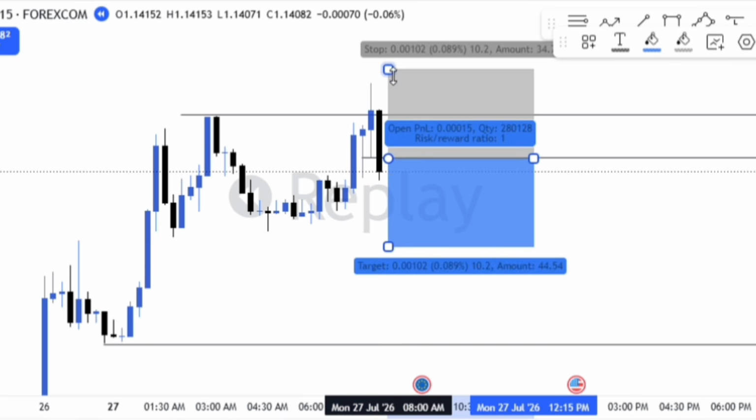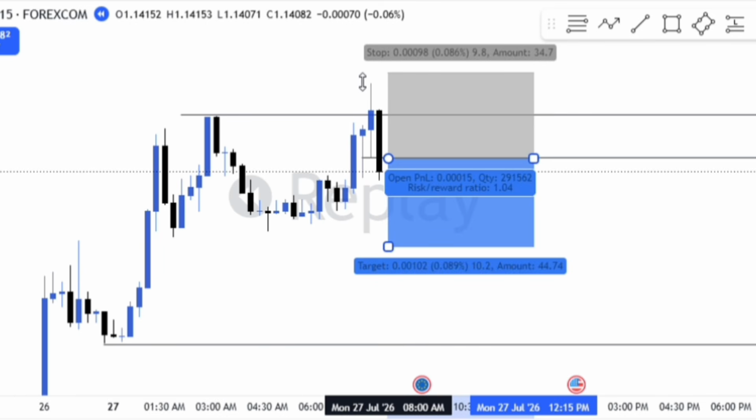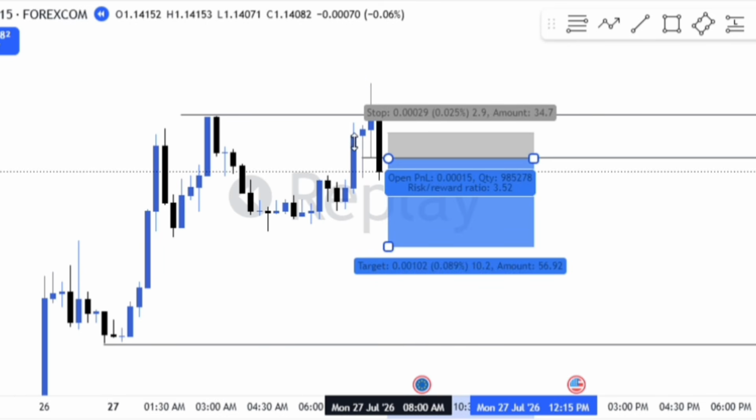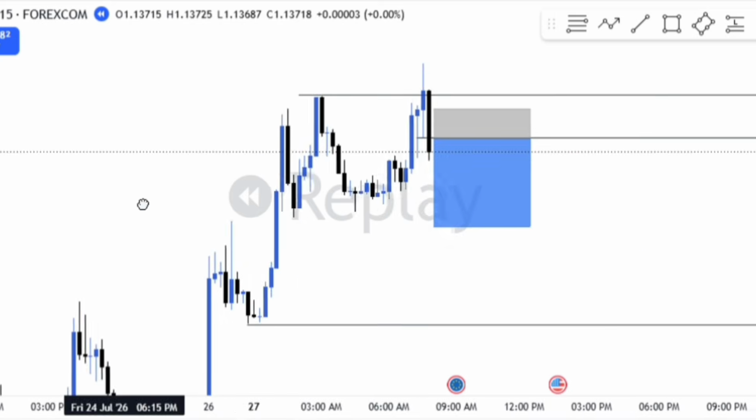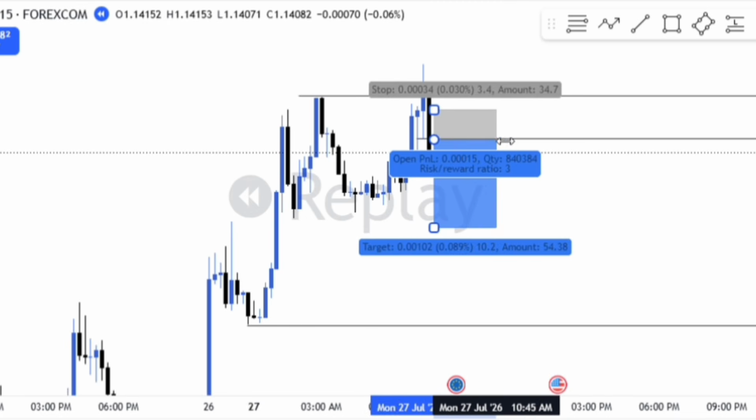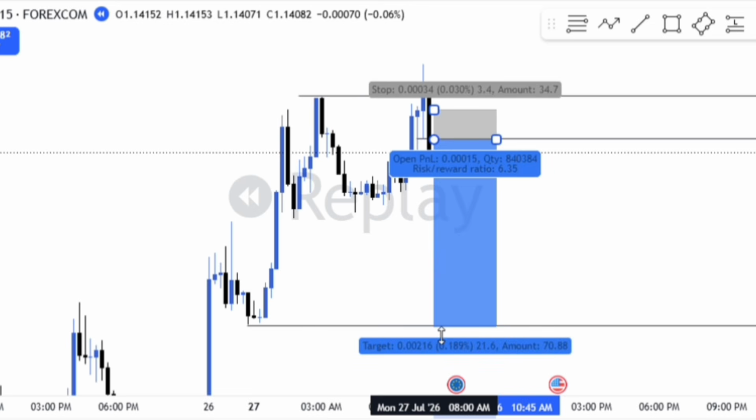Your stop loss can be above this particular sweep or in the middle of this particular model 1 candlestick range. Anywhere you want to put your stop loss, you put it. While your TP should be down in this particular Asian range, this particular draw in liquidity.